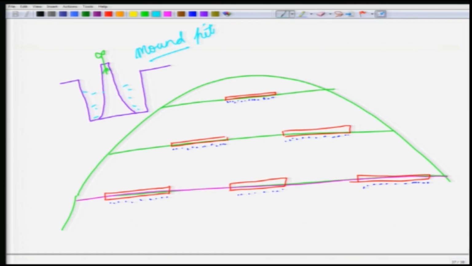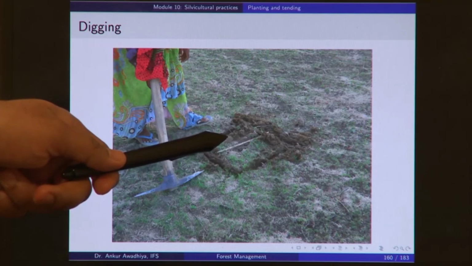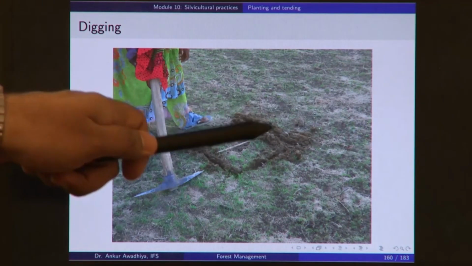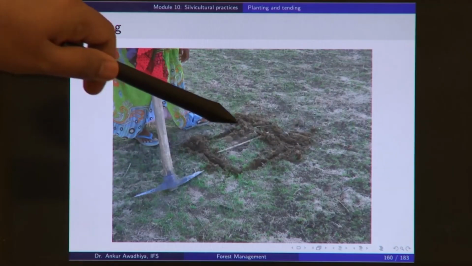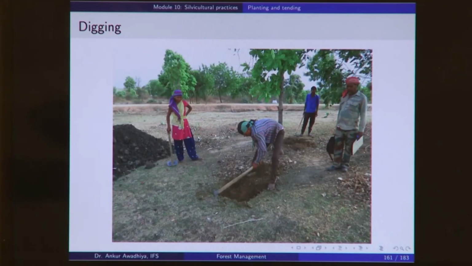So, let us see how this happens in the field. We saw that there was a stake that was made here. Now, this person is marking the area where a pit needs to be dug, and you can see this stick which is used to decide the size. This stick is say a 30 centimeter stick, and this will be used to mark exactly where this pit needs to be dug. Next, the digging operation will begin. So, this person is now digging a pit.